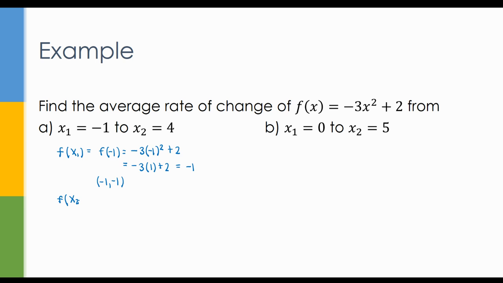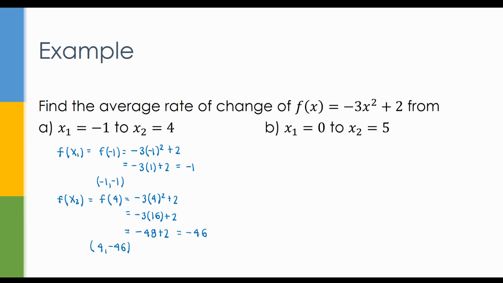If I evaluate the function at x2, which is the number 4, we'll have negative 3 times 4 quantity squared plus 2. Well, 4 squared is 16. So negative 3 times 16, then I want to add 2. That's going to give me negative 48 plus 2, so I get negative 46. So my ordered pair is 4, negative 46.